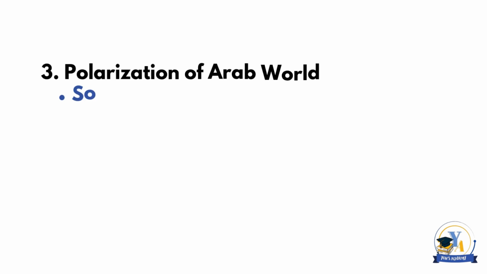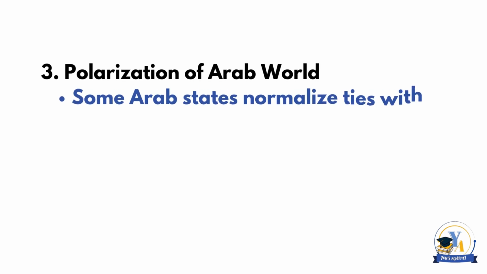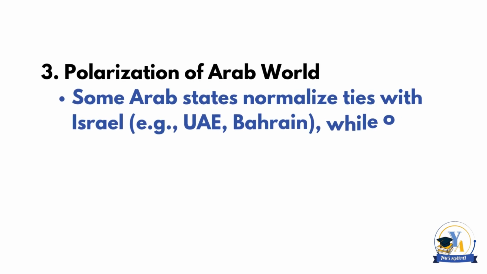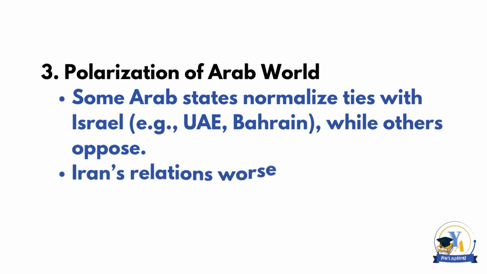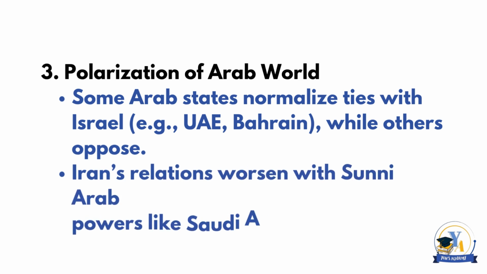3. Polarization of the Arab world. Some Arab states normalize ties with Israel, e.g., UAE and Bahrain, while others oppose. Iran's relations worsen with Sunni Arab powers like Saudi Arabia.